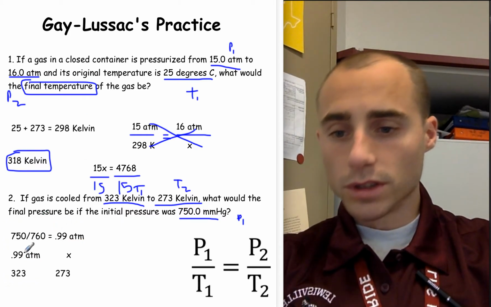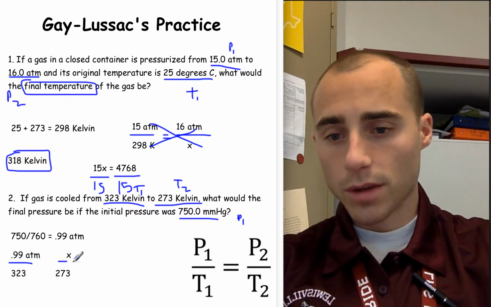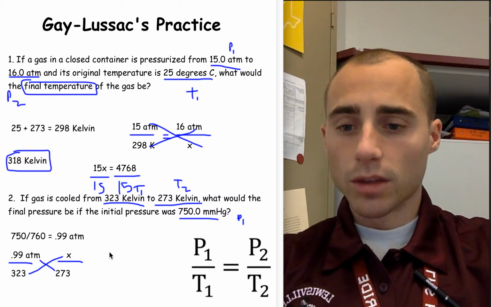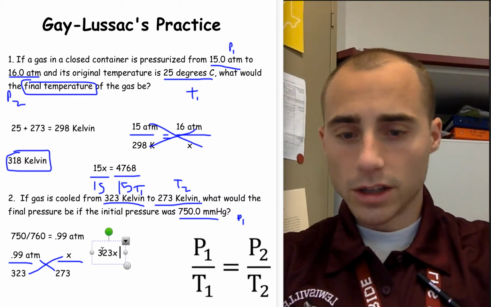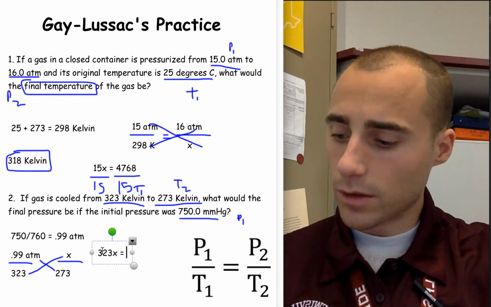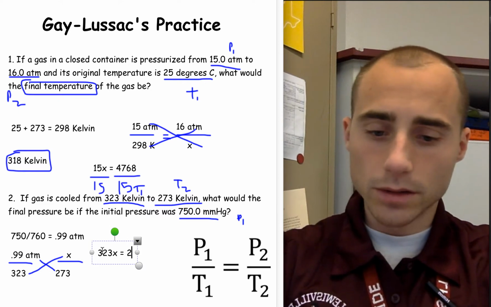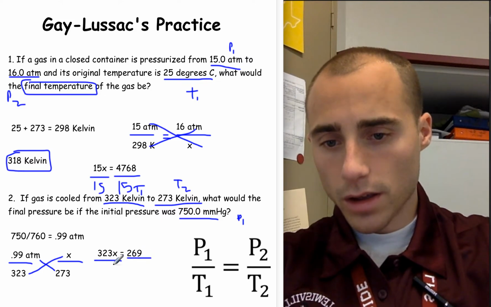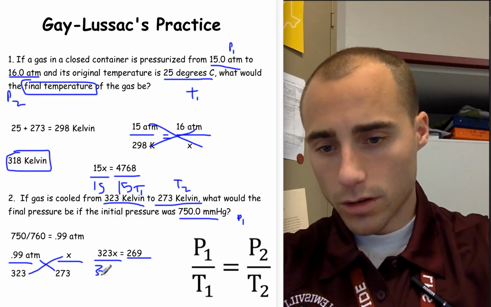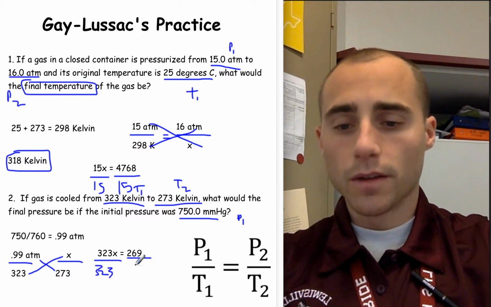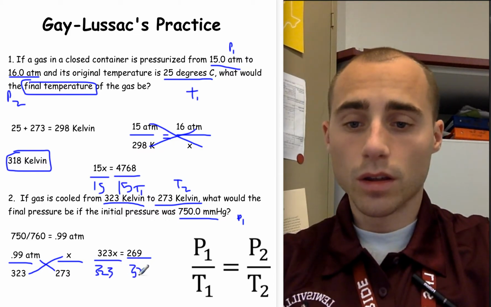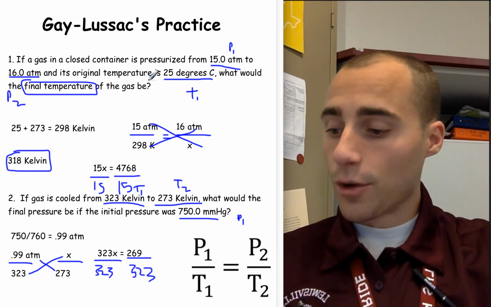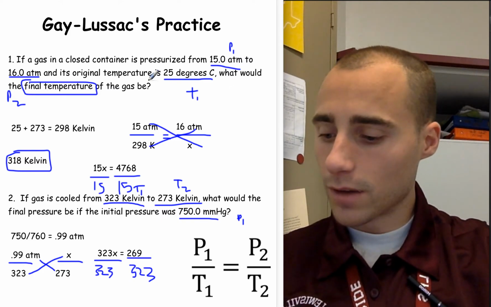And then we will, of course, set it up and cross multiply once again, because that's what we do. Right there. We end up with 323x equals 0.99 multiplied by 273, which is 269 right there, and then we will just simply divide by 323 on both sides. Just like that. Sorry for the poor handwriting. The struggle is real when writing with this program. So we got 269 divided by 323.